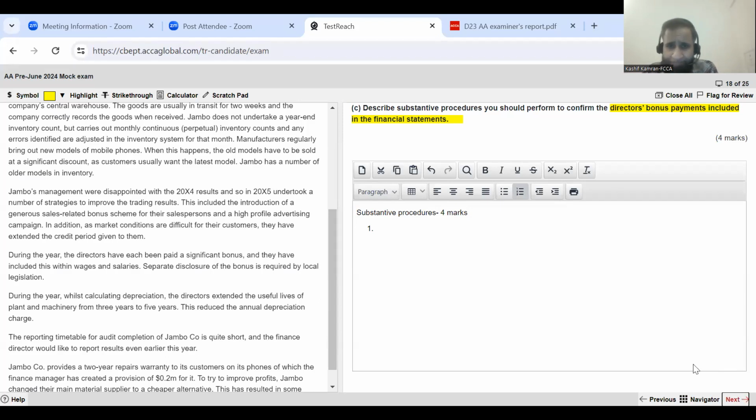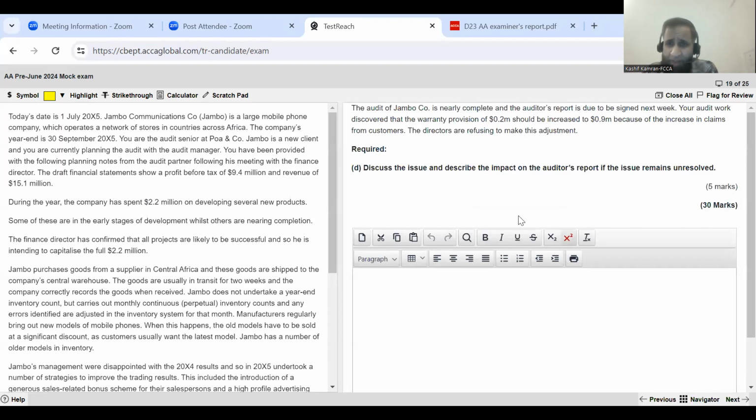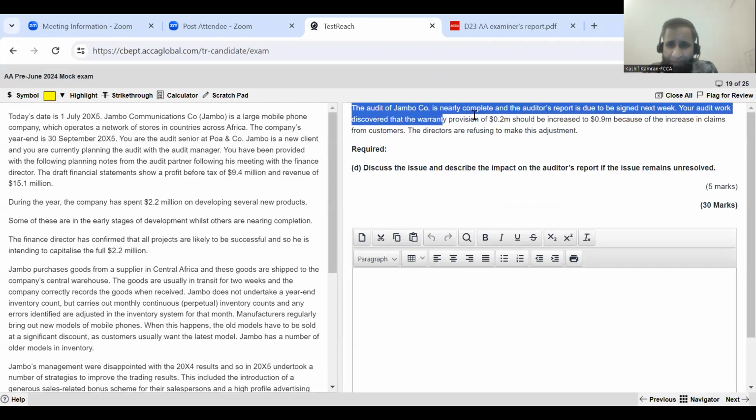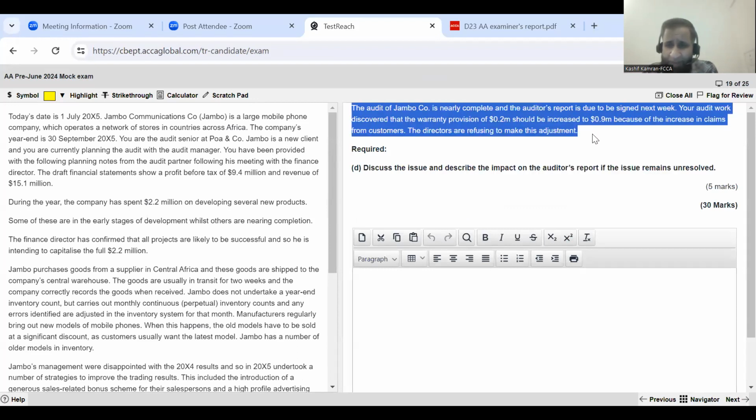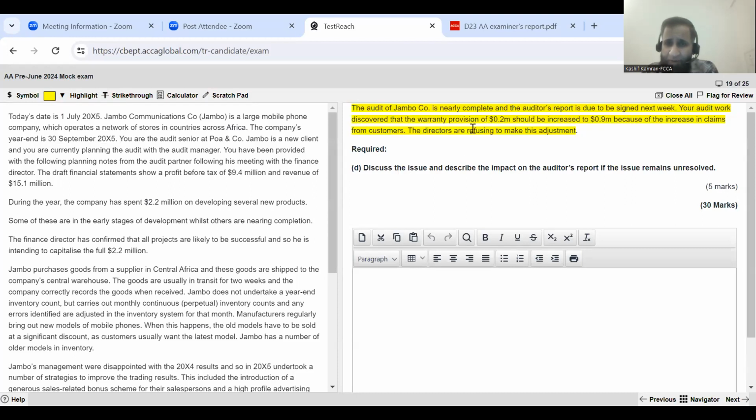Then you move on to the next question. Discuss the issue and describe the impact on the audit report if the issue remains unresolved. So you have an issue over here. The issue is given over here. So you need not read the case because the issue is given above the requirement. So you will just read this issue, save your time. And the examiner is saying if the issue remains unresolved, what will be the impact on the report? But you have 5 marks over here.